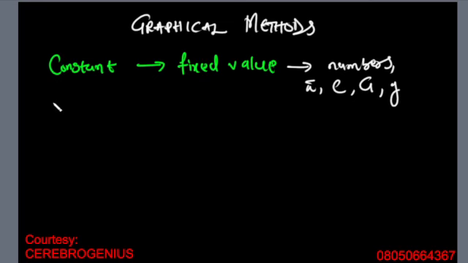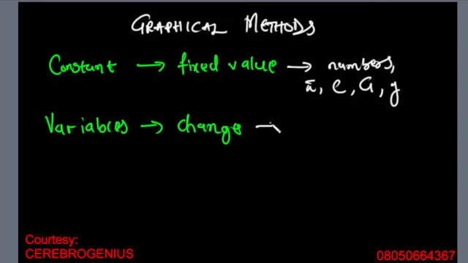Now, what about variables? Variables are those quantities that don't have fixed values, they change. So any quantity that changes, we are going to be calling a variable. We have an example of that. The force is an example of a variable. The mass is an example of a variable, because they change for different objects.